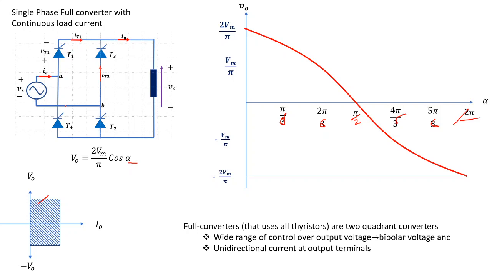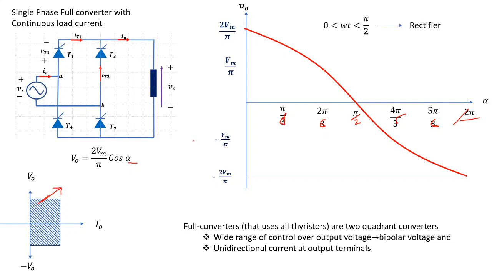In the case of diode rectifiers, which are uncontrolled in nature, we have always positive voltage, so they are operated in only the first quadrant. They are operated only as rectifiers. They cannot be operated in inverting mode, so they are only one quadrant converters. They are rectifiers. When it comes to the full converter, it can be operated in inverting mode as well as converting mode, that is rectifier mode.